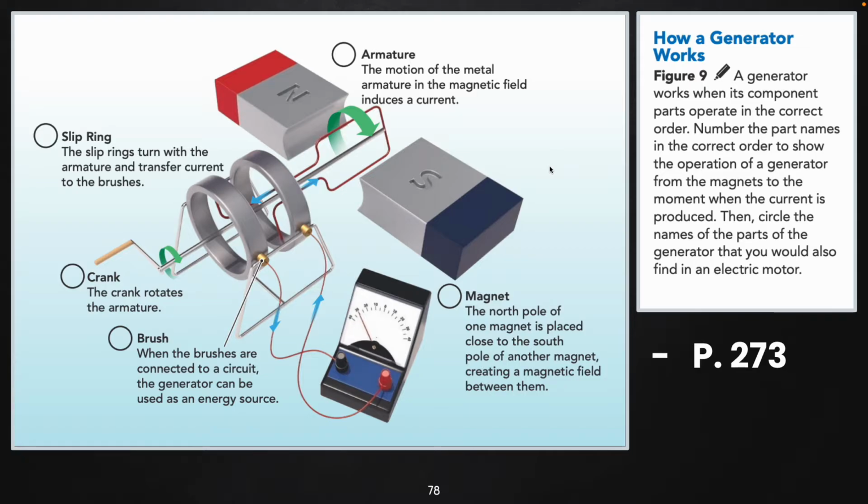So you're going to write it in order. This isn't labeling like the last picture; it's what's first, what's second, what's third. So you're going to have it in that order. Then circle the names of the parts of the generator that you would also find in an electric motor. So make sure you go ahead and circle in there what's found in the electric motor.